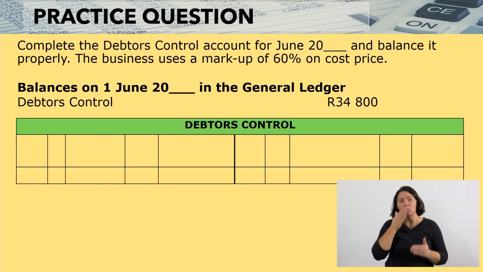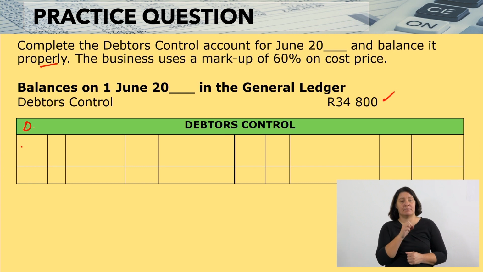Complete the Debtors Control account for June and balance it properly. So we are going to ensure that we balance this ledger account properly. The business uses a markup of 60% on cost price, and we're given the balance as of the 1st of June, 34,800.